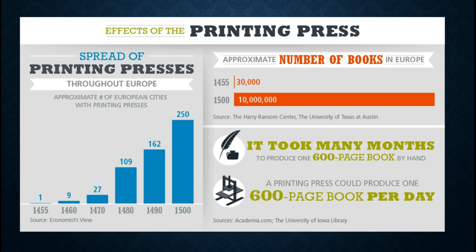Here is an infographic showing the effect of the printing press in Europe. In 1455, it is estimated that there were maybe 30,000 books in the entire continent. And less than 50 years later, in 1500, that number had skyrocketed to over 10 million. In the Middle Ages, it could take multiple months, if not years, to reproduce and copy large texts. The printing press enabled printers to produce one 600-page book every day.